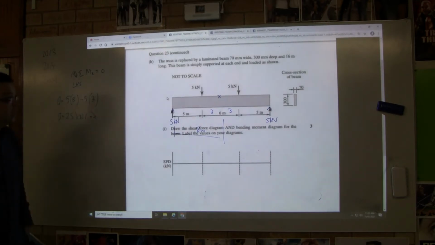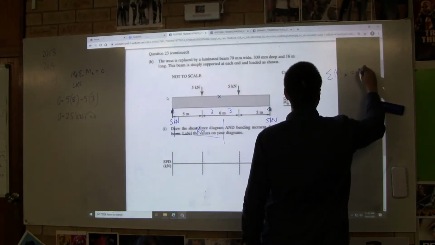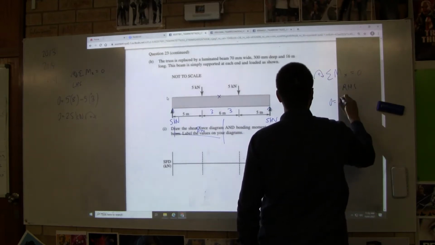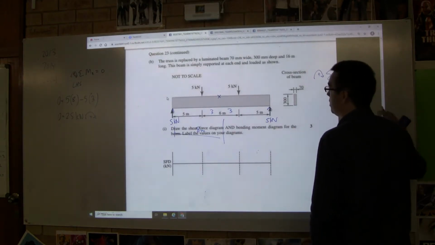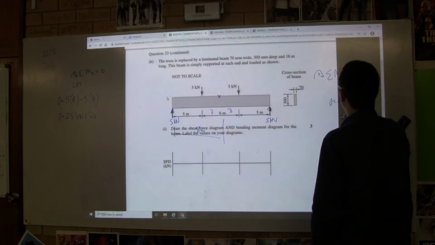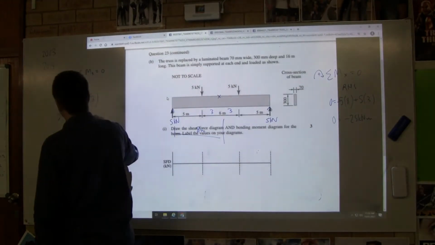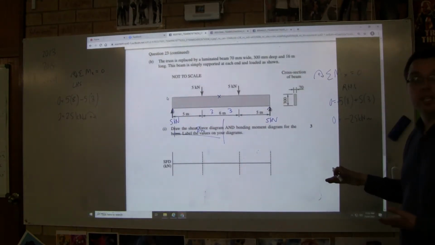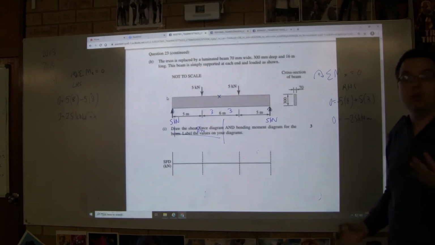If we take the right-hand side, it's going to be the same thing. Sum of the moments at x equals 0. Clockwise is positive. If we take the right-hand side, we're going to have 0 equals minus 5 times 8, plus 5 brackets 3, which is going to give us minus 25 kilonewton meters. That should be meters. So the bending moment in the middle of this beam is going to be minus 25 kilonewton meters. That's its maximum bending moment on either side.